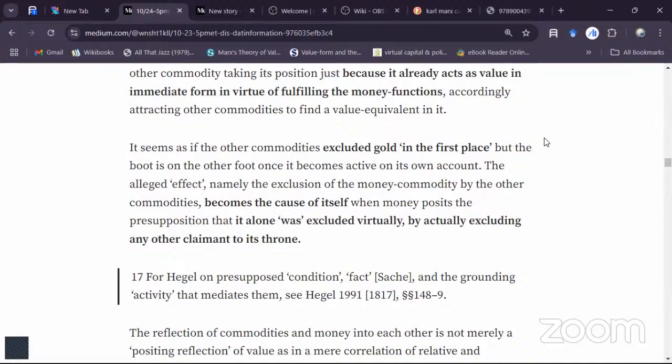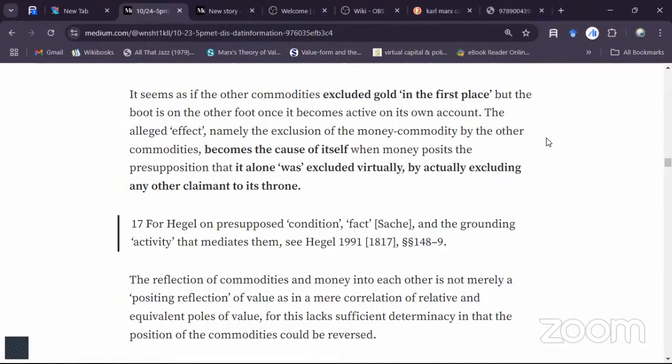But the boot is on the other foot once it becomes active on its own account. The alleged effect, namely exclusion of the money commodity by the other commodities, becomes the cause of itself when money posits the presupposition that it alone was excluded virtually by actually excluding any other claimant to its throne. I know that's a little circular.